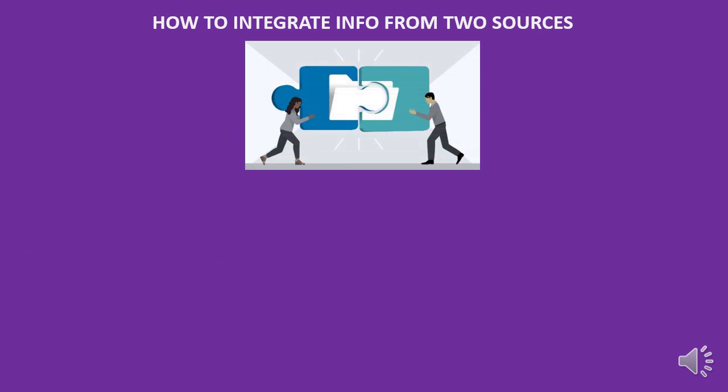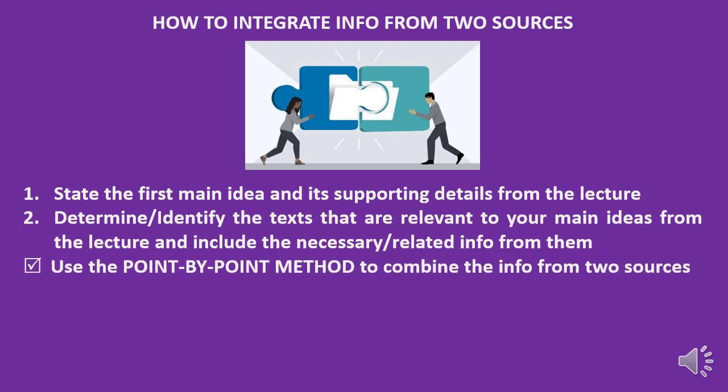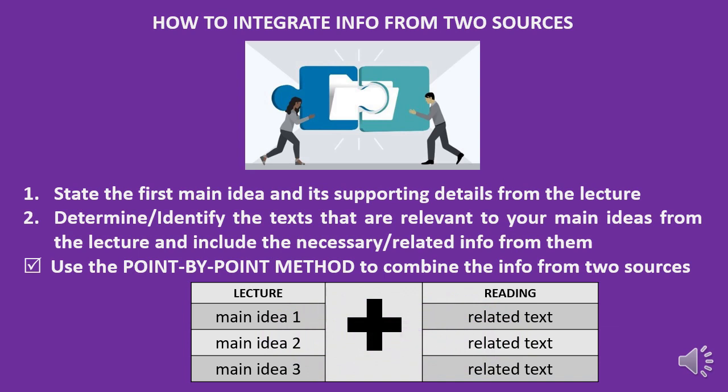How to integrate information from two sources. First of all, you need to state the first main idea and its supporting details from the lecture. Secondly, you need to determine or identify the texts that are relevant to your main ideas from the lecture and include the necessary related information from them. In this stage, you need to use the point-by-point method to combine the information from two sources. So, you can pause the video and you can study the table below in order to understand what point-by-point method is.